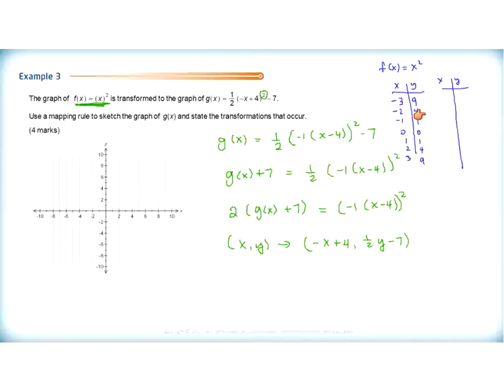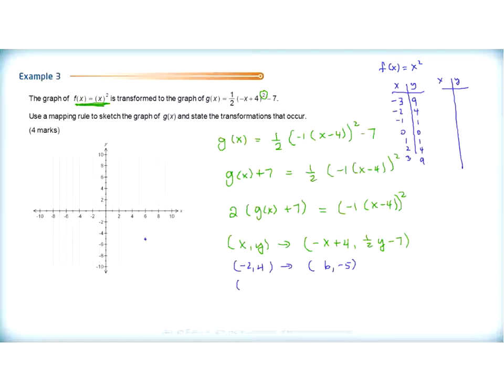So let's take -2, 4, and let's plug it in. If I plug in -2, 4, I will get, it's a negative x, so that's +2 plus 4 is 6. And we plug in y is 4, half of 4 is 2, subtract 7 is -5. So I got 6, -5. 6 and -5 is a point on my graph.